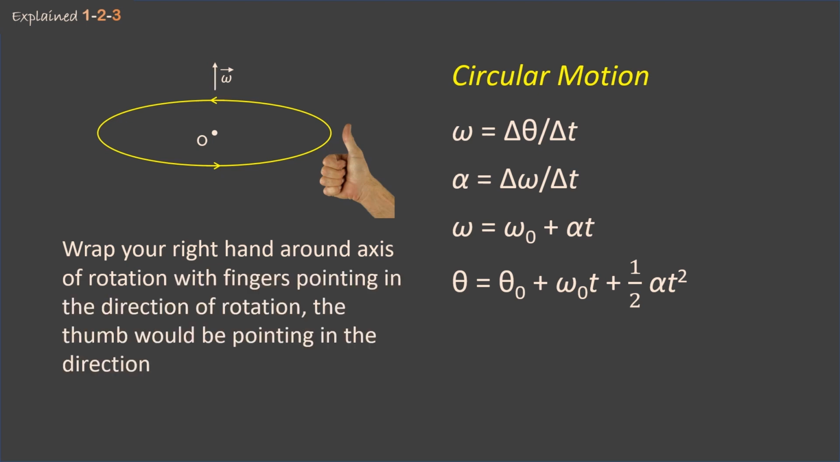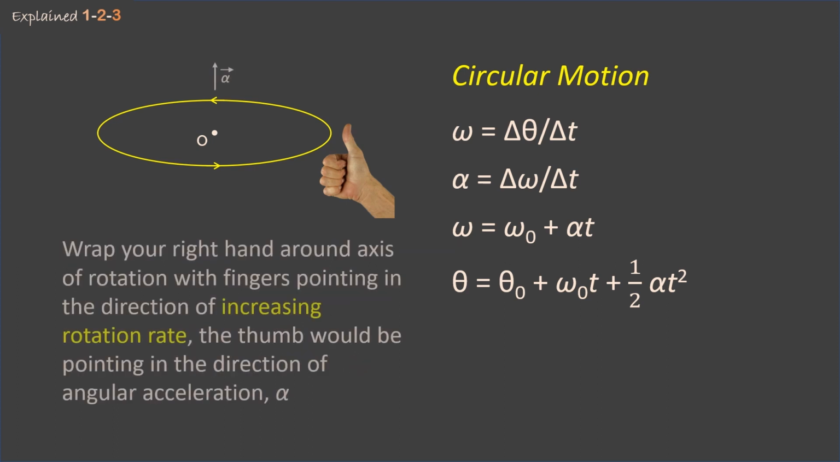An easy way to remember is by using the right-hand rule. Wrap your right hand around axis of rotation with fingers pointing in the direction of rotation. The thumb would be pointing in the direction of angular velocity, omega. Similarly for angular acceleration, wrap your right hand around axis of rotation with fingers pointing in the direction of increasing rotation rate. The thumb would be pointing in the direction of angular acceleration, alpha.